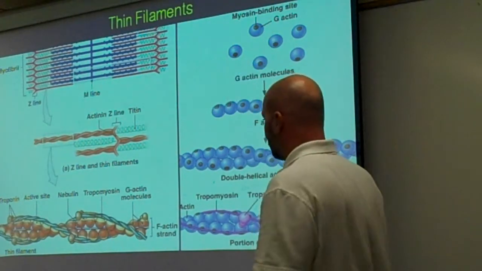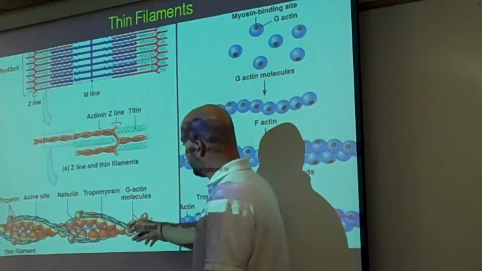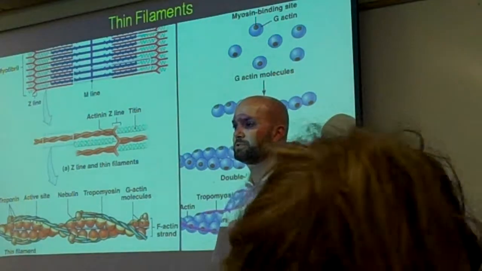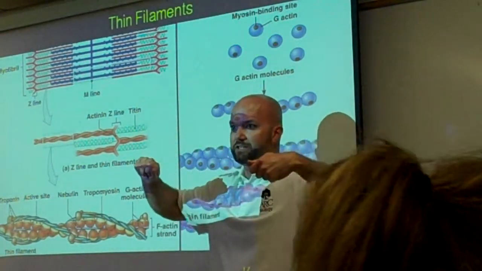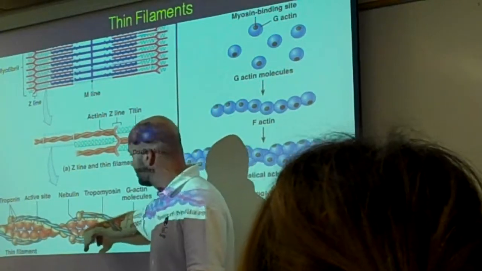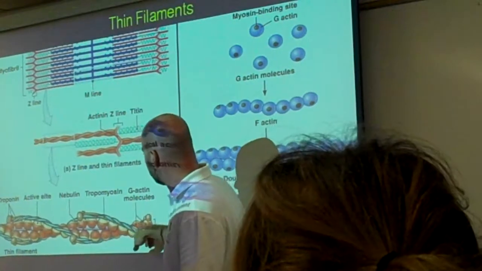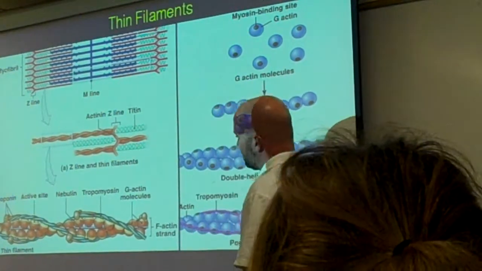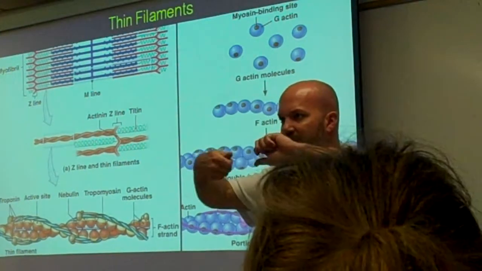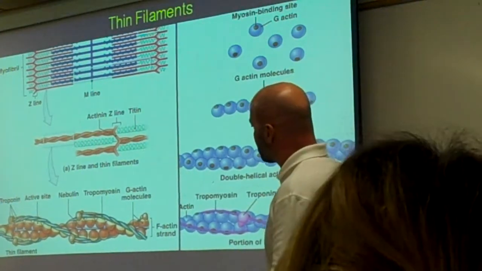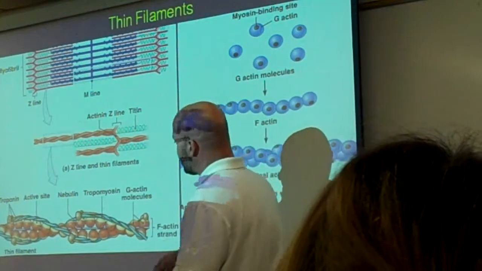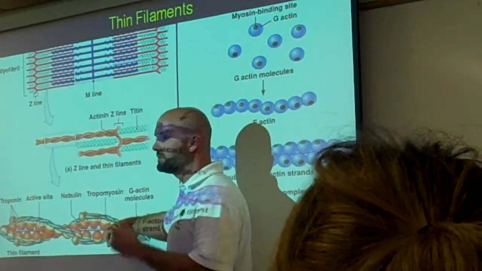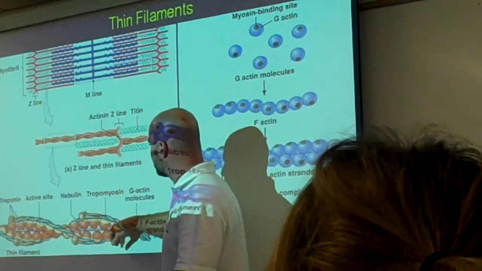Nebulin is a structural protein. It anchors the two filamentous actin molecules. So as they twist around each other, they're really twisting around this bar that goes right through the center. That's nebulin. Gives F-actin something to twist around. And then the other two proteins are troponin and tropomyosin, the regulatory proteins.